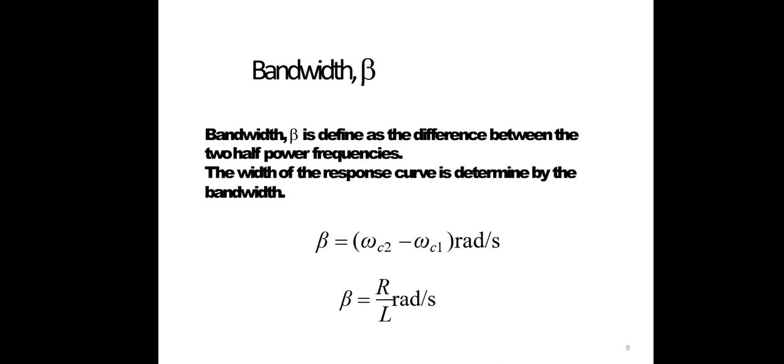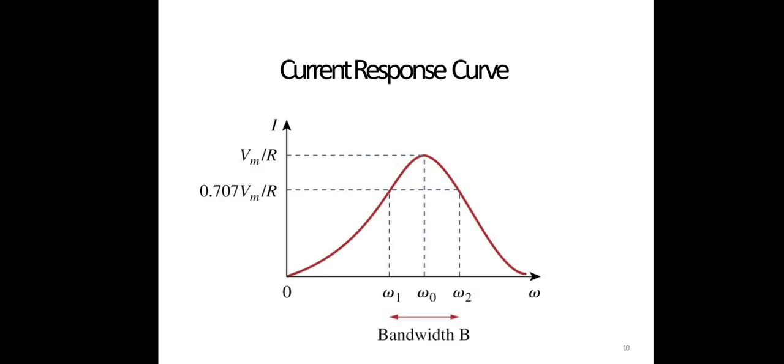This is called the bandwidth, which is equivalent to R by L. So this is about the bandwidth of the series resonant circuit. Now the resonant curve response: we already talk about selectivity and bandwidth like this, but you may understand what is the selectivity, what is the bandwidth here.